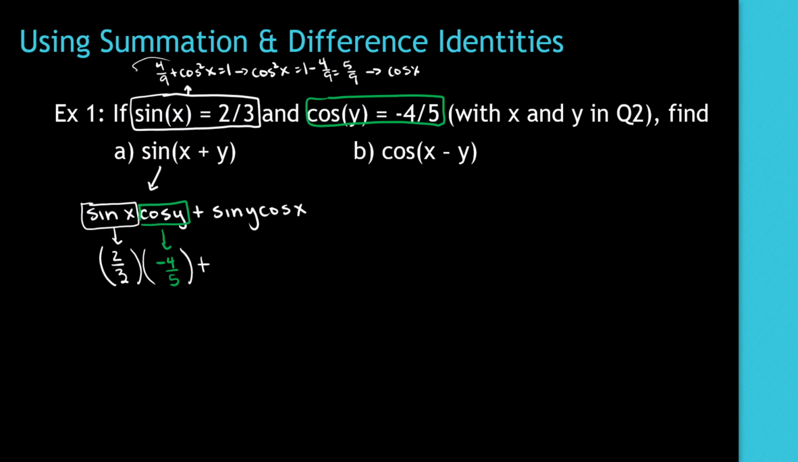So cosine of x is the square root of 5 over 3, and that would be plus or minus. But it tells me they are in quadrant 2. So in quadrant 2, cosine is negative. So I will keep only the negative. Okay, so now let's put that in there. So cosine of x is negative square root of 5 over 3. So that's going to go in as this part.